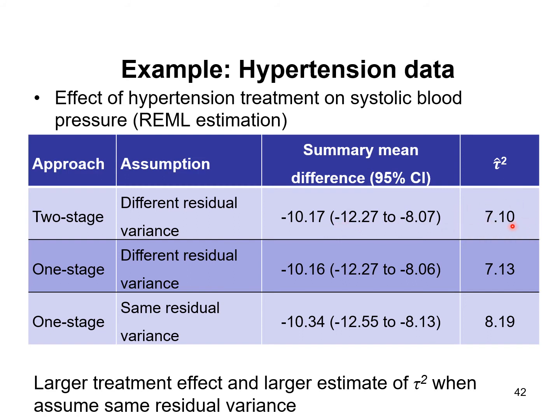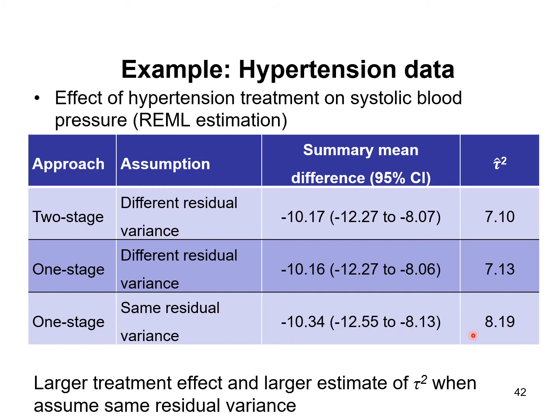And we get this tau squared here. The 1-stage approach, we do a different residual variance. We get minus 10.16, basically the same results. And that's expected. We use the same estimation method, stratify parameters, everything's the same, we get the same results. If you didn't stratify the residual variance, then you would get slightly different results. So minus 10.34, a larger tau squared estimate.